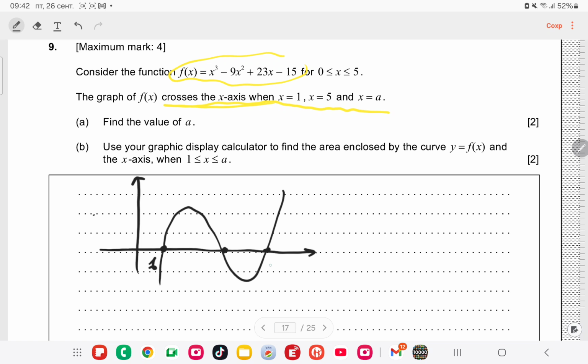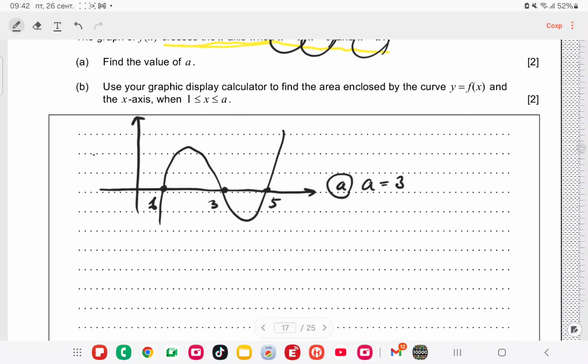So it is 1, 3, and 5. Using your calculator, you can just make sure that the value of x will be 3 for A. So you see that 1 is given, 5 is given, and A is 3. So A is equal to 3. So this was the answer for part A.